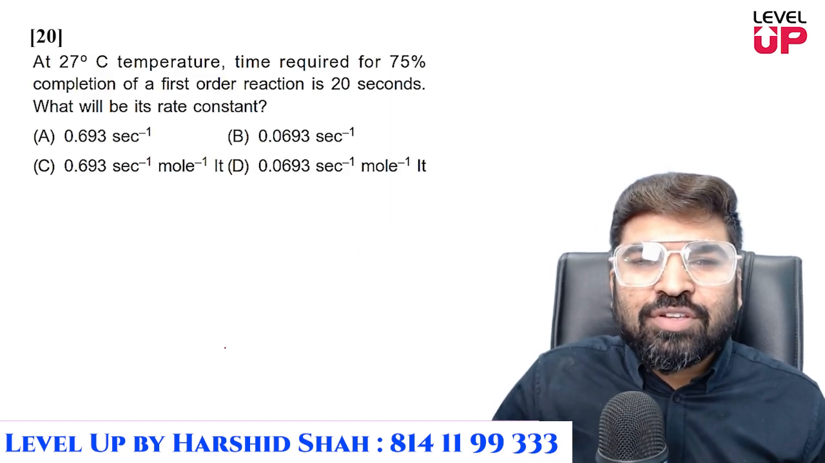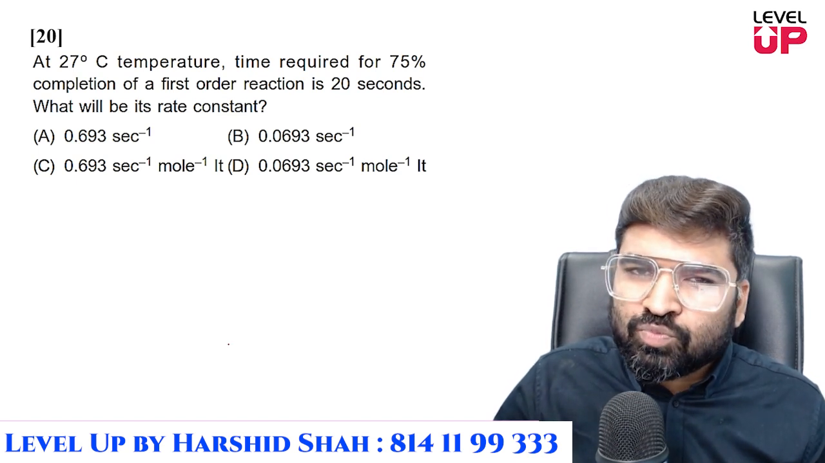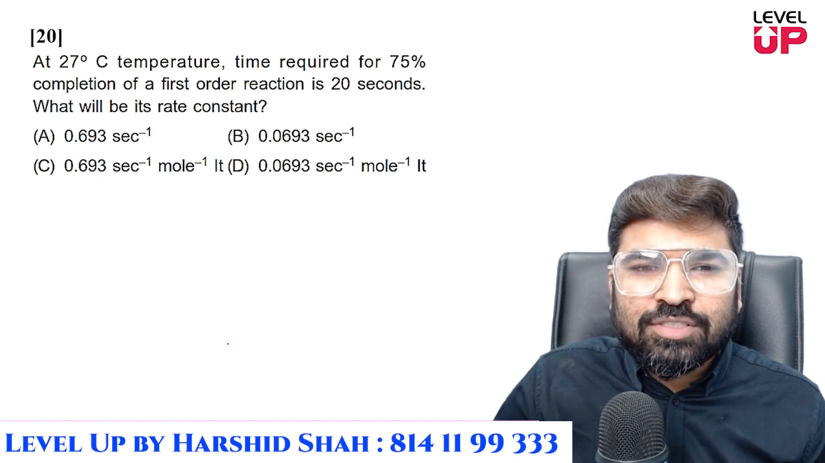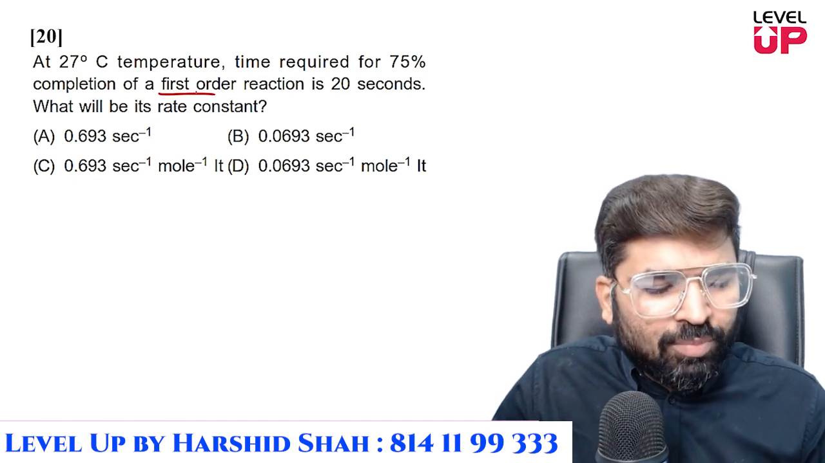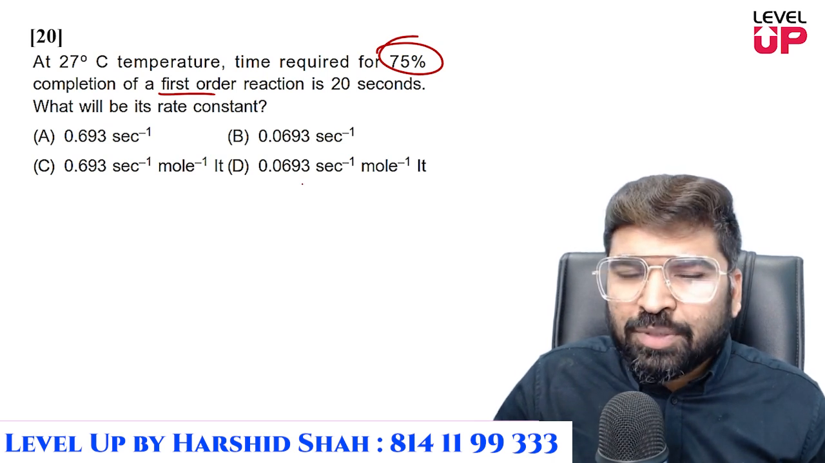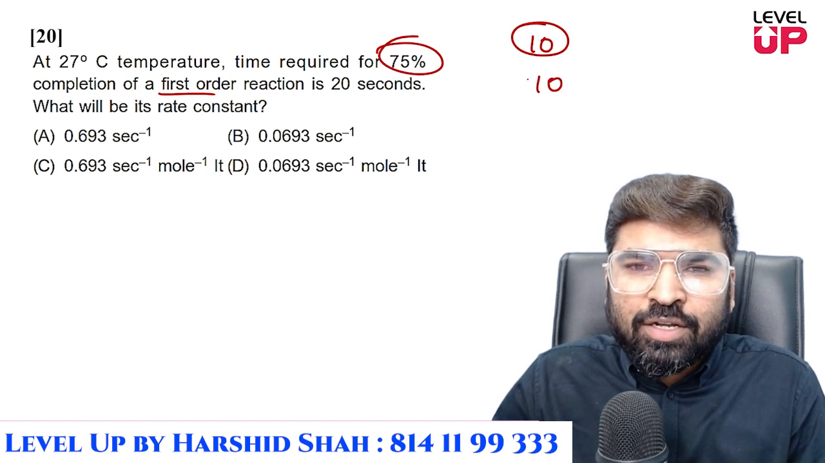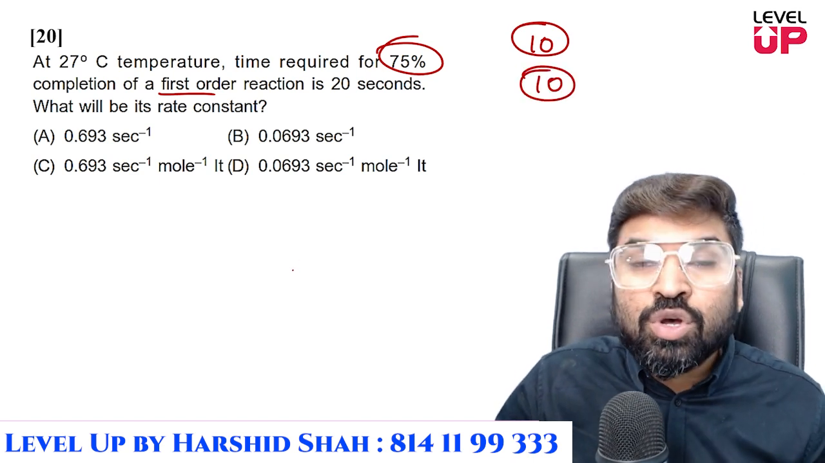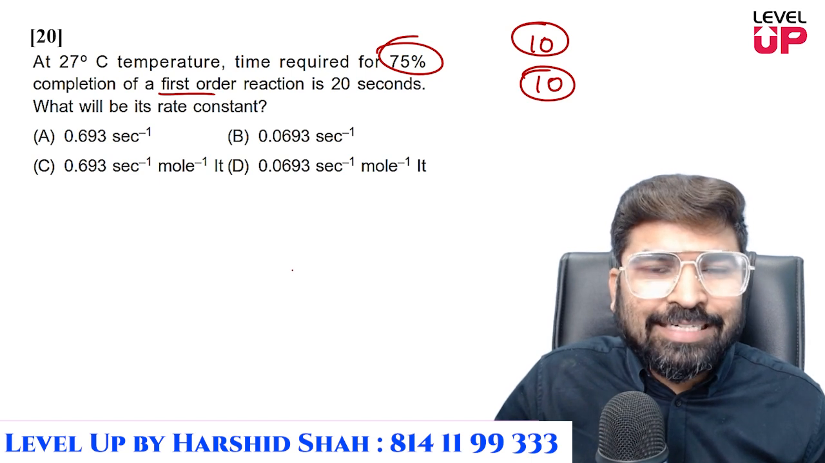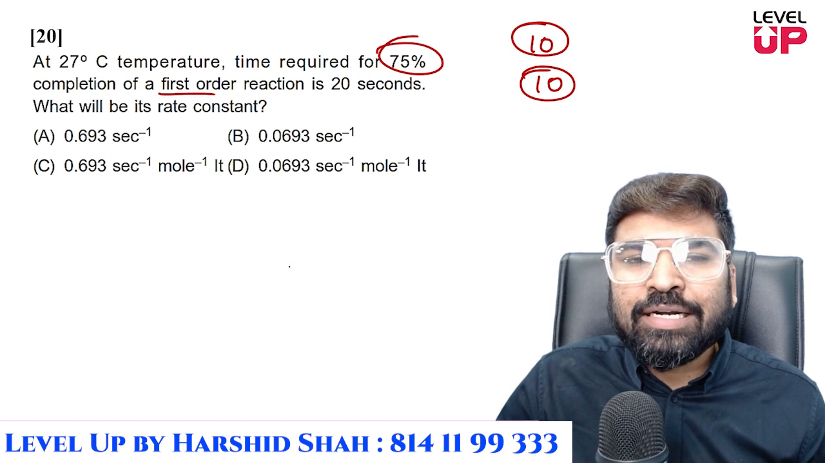At 27 degrees Celsius, the time required for 75% completion is 20 seconds. What will be the rate constant? Since it is first order, for 75% completion, how much time will 50% take? First 10 seconds for the 50%, next for again 25%. So 75% of the reaction gets completed in 20 seconds, 50% gets completed in 10.